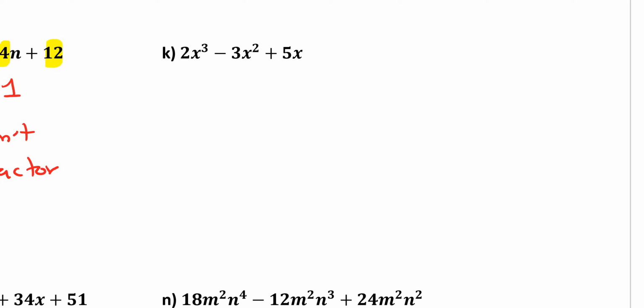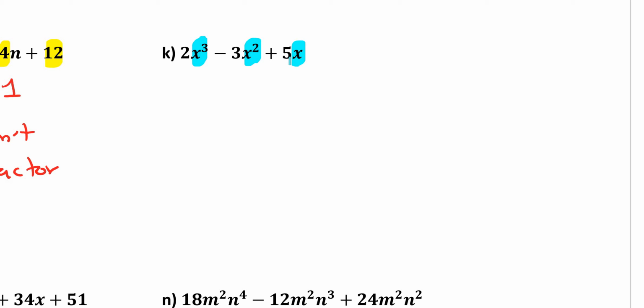Okay, the next one's K, and once again, let's take a look at the numbers here. A 2, a 3, and a 5. So the biggest number that divides all three of those is 1 once again. All right, so there's no number that divides 2, 3, and 5 at the same time except for 1. However, we do have variables. Each term does have a variable, right? So all three terms have the variable x, so that's the common term, I guess.